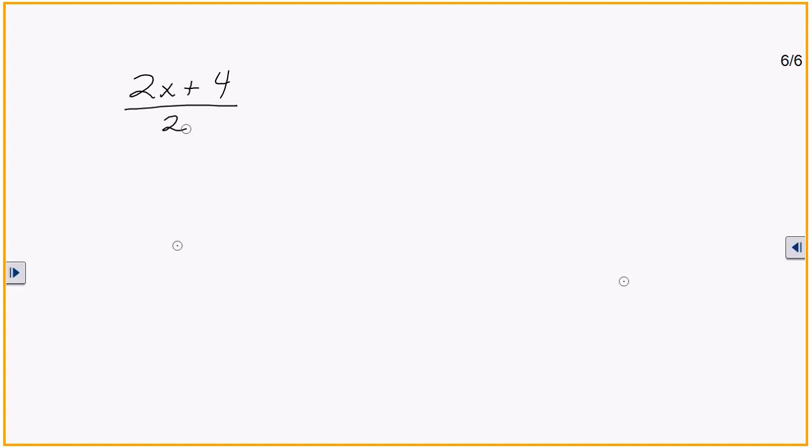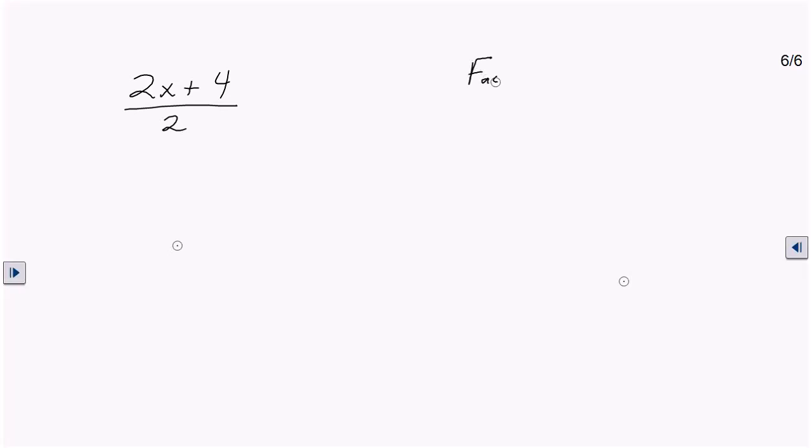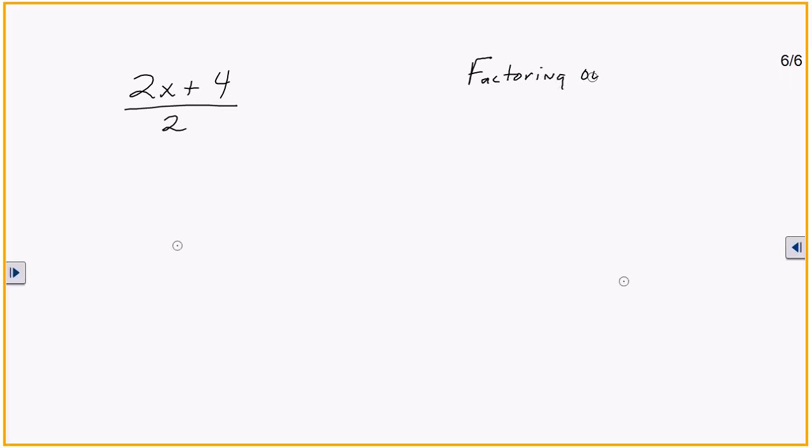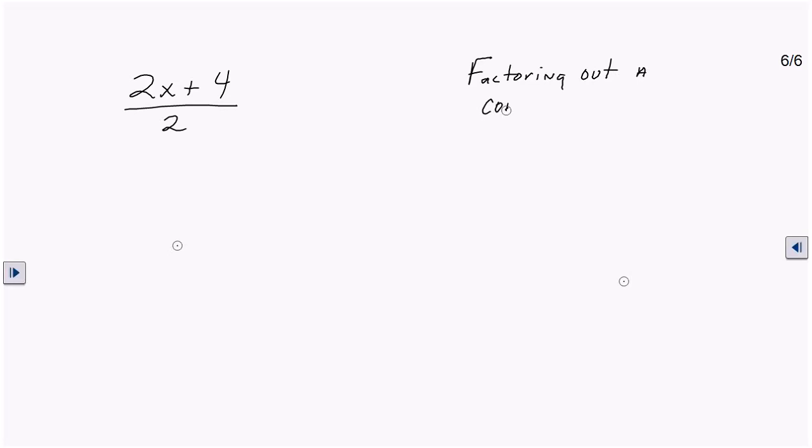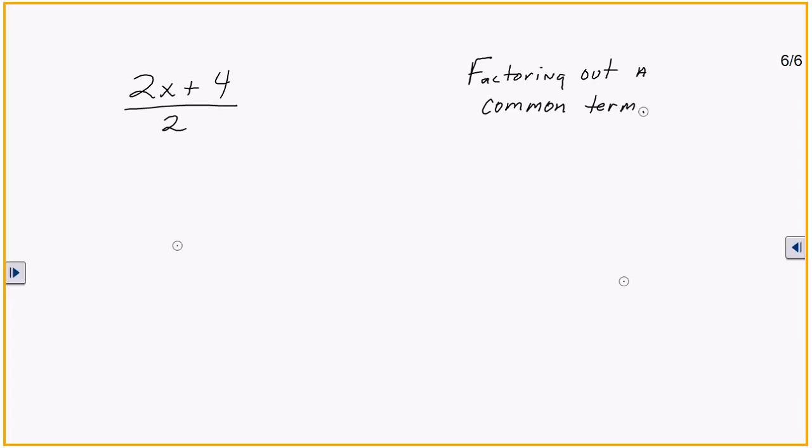And we can, I'm going to introduce something to you right now called factoring. And factoring is kind of like pulling out something that's in common. It's called factoring out a common term. Now, if you've had pre-algebra or algebra 1 before, you remember this. Whenever there is something in common with 2 terms or more, you can factor out that term. So, what is in common with 2x and 4? Well, most of you should come to the conclusion, well, there's a 2. 2 will go into 2 and 2 will go into 4. So, I'm going to factor that out.